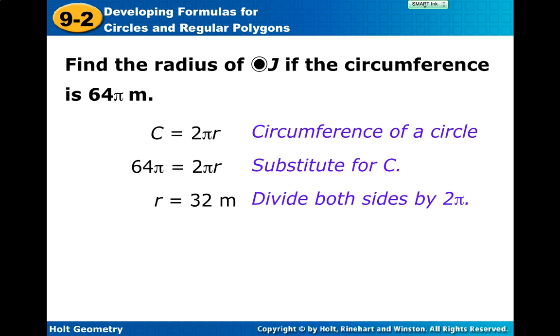Yeah, and when you're looking at it, you're mentally thinking, I'm dividing the pi's out, and so that number is the diameter. So yes, what you're thinking is fine.